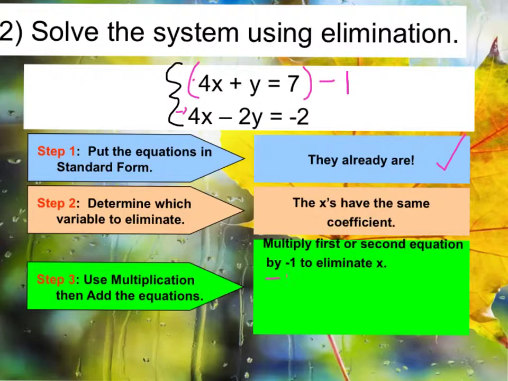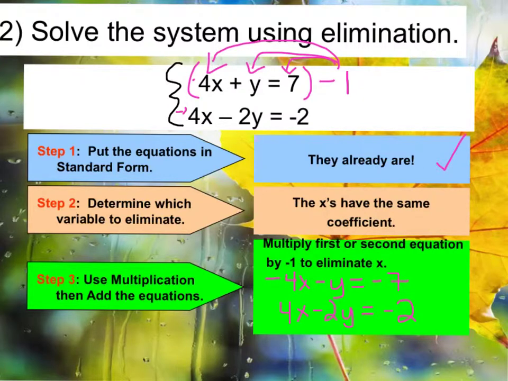I have -4x minus, and then -1 times y. Here I'm distributing here, here, and here. -1 times y is -y equals 7 times -1, which is -7. And then I'm just going to rewrite my second equation because that's fine. I only need to multiply one equation. Sometimes you may have to do it to both, but this time it's just one.